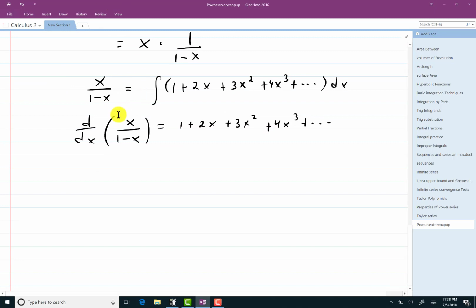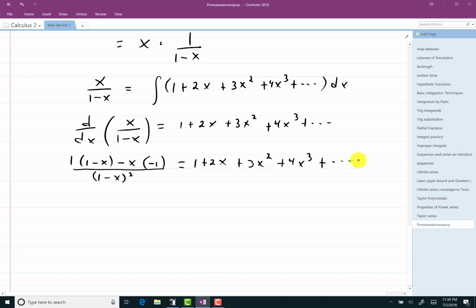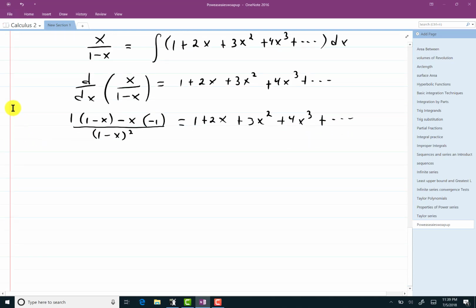And then over here you can use the quotient rule. So 1 times 1 minus x, minus x times negative 1, all over 1 minus x squared, equals 1 plus 2x plus 3x squared plus 4x cubed plus dot dot dot. And then we have 1 minus x plus x. So I'll get 1 over 1 minus x, the quantity squared, equals this series.